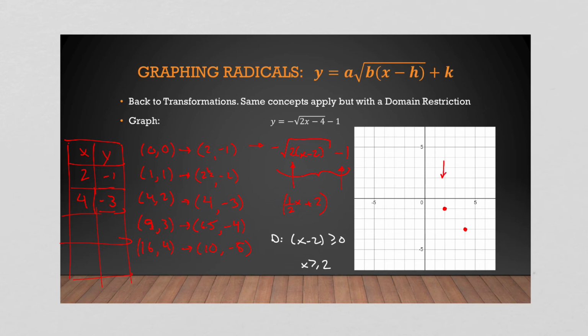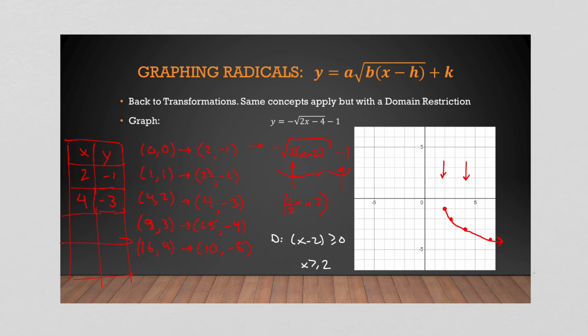Your 4 comma -3, we already have it there. Your 2.5 comma -2, so we'd have a point about there. And then 6.5 comma -4, so we have a point about there. And the transformations there make it nice and manageable. So if you're feeling really comfortable with your transformations, do your transformations.